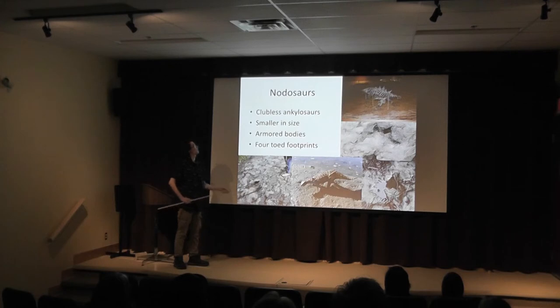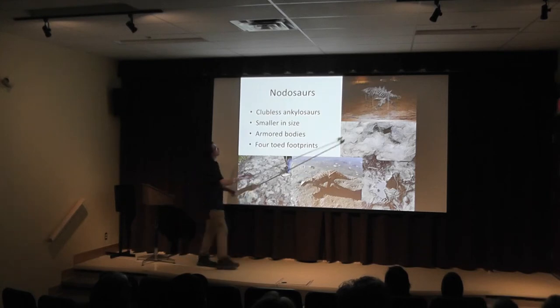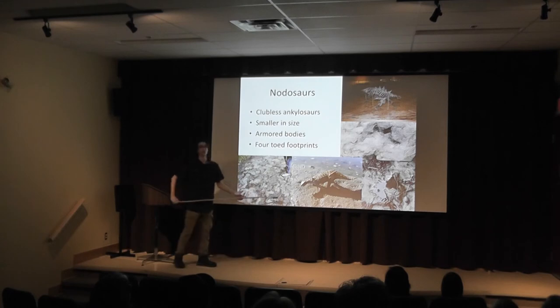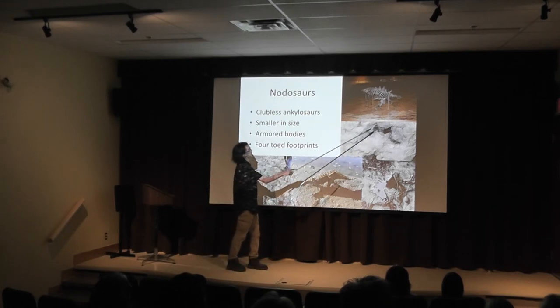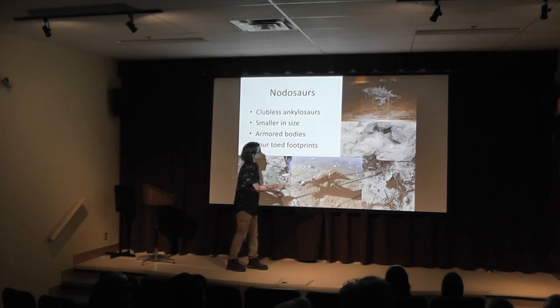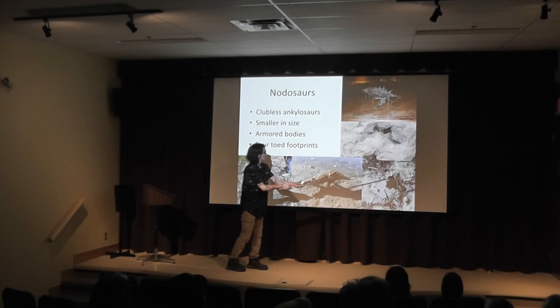One of the many dinosaurs found there are nodosaurs. Nodosaurs are a type of ankylosaur, which are known to have body armor and a club. But nodosaurs are a species that do not have a clubbed tail. You can think of these dinosaurs similar to army tanks with legs, as they had heavily armored bodies with little bony plates as well as spikes protruding from them. They're smaller in size, about the size of a goat or sheep, and they had four toes on their feet, and their footprints left a kind of crescent shape in the rock. The four toes, this is that of a front foot, and here's one of the back with a more larger impression.